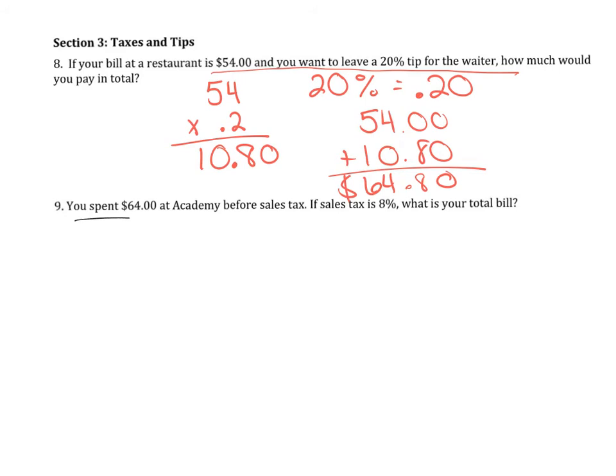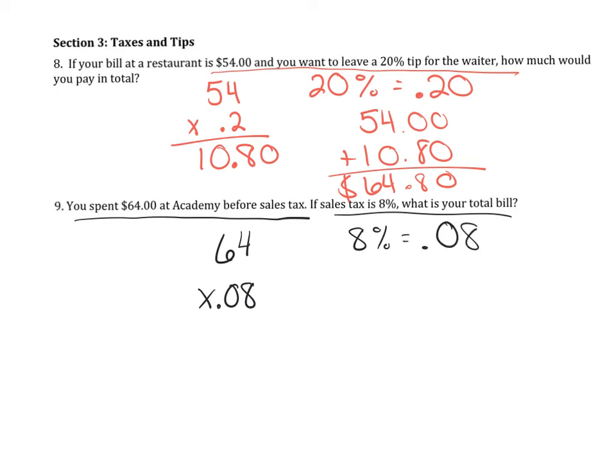The next question said you spent $64 at Academy before sales tax. If the sales tax is 8%, what is your total bill? So you have $64 times your sales tax of 8%. So 8% is equivalent to 8 hundredths. So 8 times 4 is 32. 8 times 6 is 48. Plus the 3 is 51. And then multiplying that is just going to give me zeros. So I can leave it as 512 and not multiply the zeros.